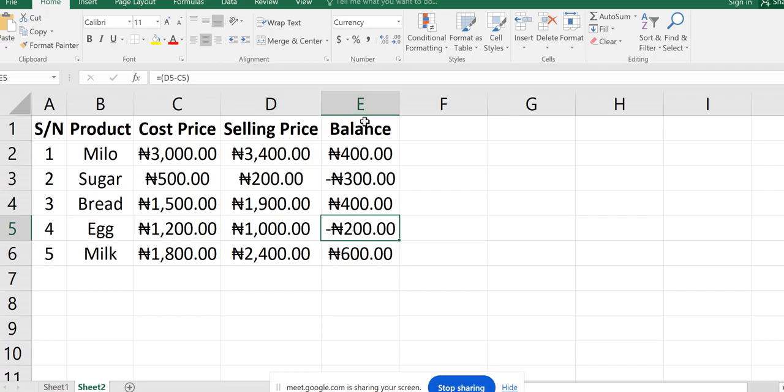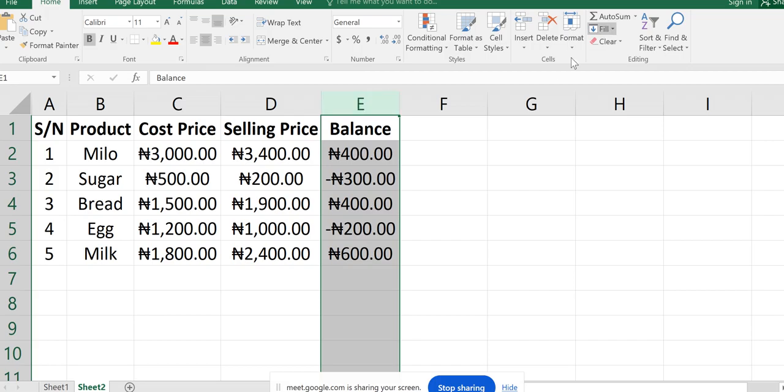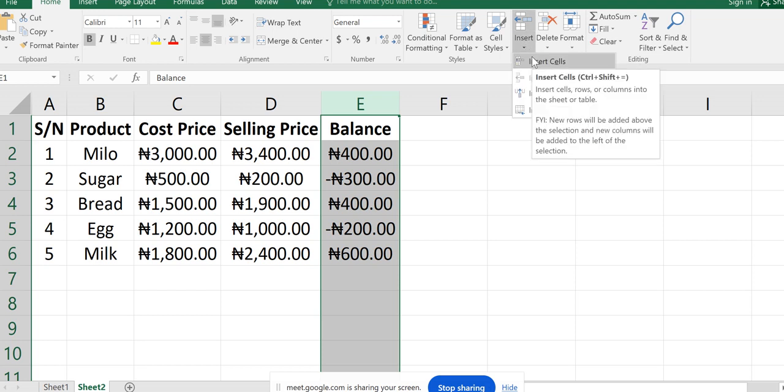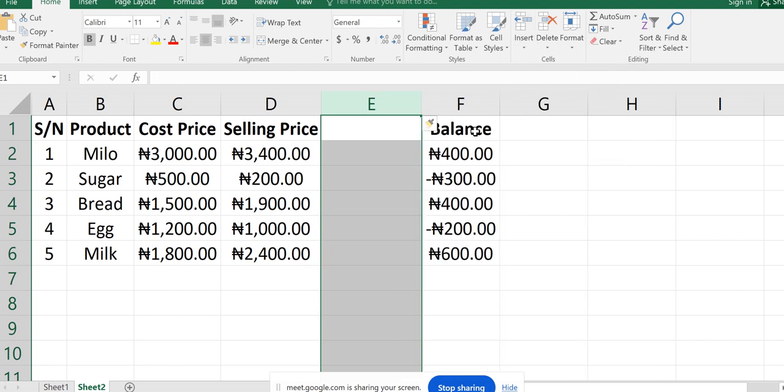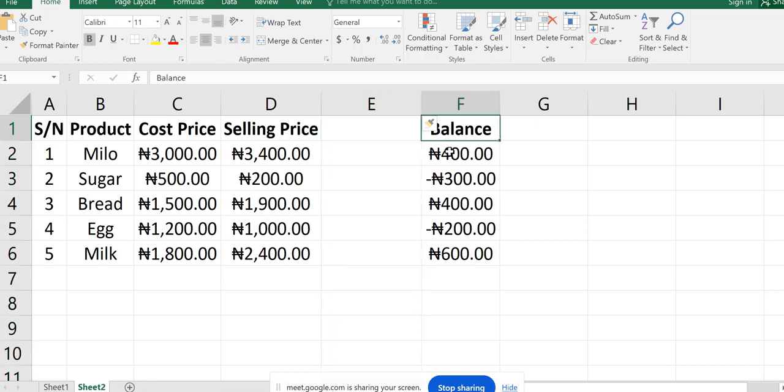No. What you're going to do is come here where it gives you this arrow, your E. You left click on your E. We want to insert another column here because it's not proper for us to delete this and start again. So what are you going to do? You click on it, then you come under your cell. You will see insert. You click under insert, you will see insert cells. If I click on insert cell, automatically this thing will be created here.